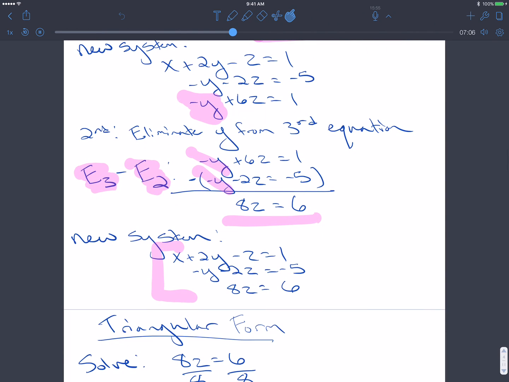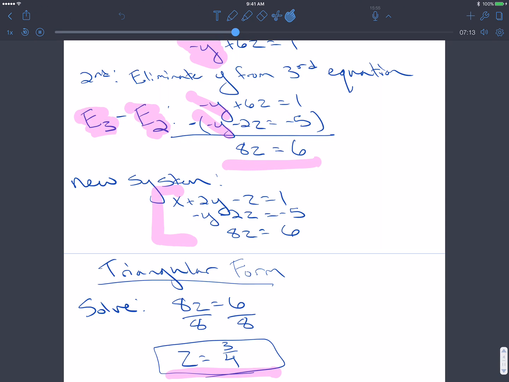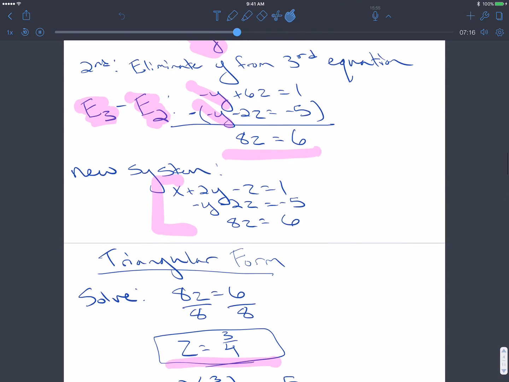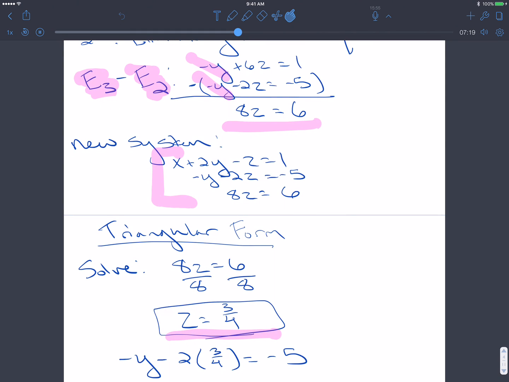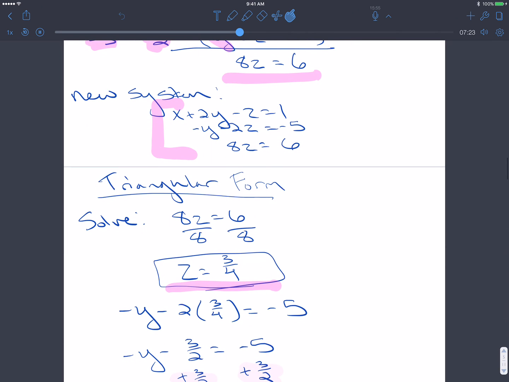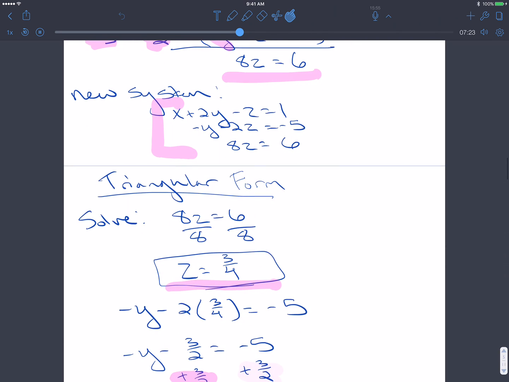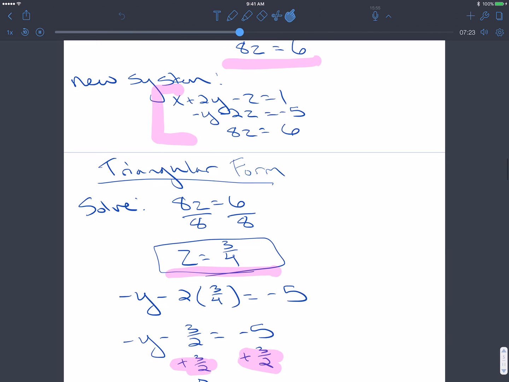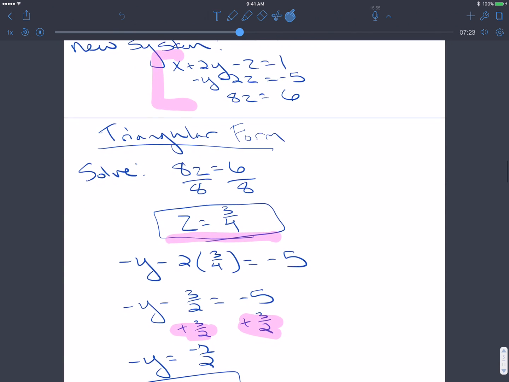So if 8z equals 6, I can divide both sides by 8 and see that z is equal to 3/4. Then I back substitute the z into the second equation, so negative y minus 2 times z, which is 3/4, is equal to negative 5. 2 times 3/4 is 3/2, so I add 3/2 to both sides, getting negative y is equal to negative 7/2, or y is equal to 7/2.